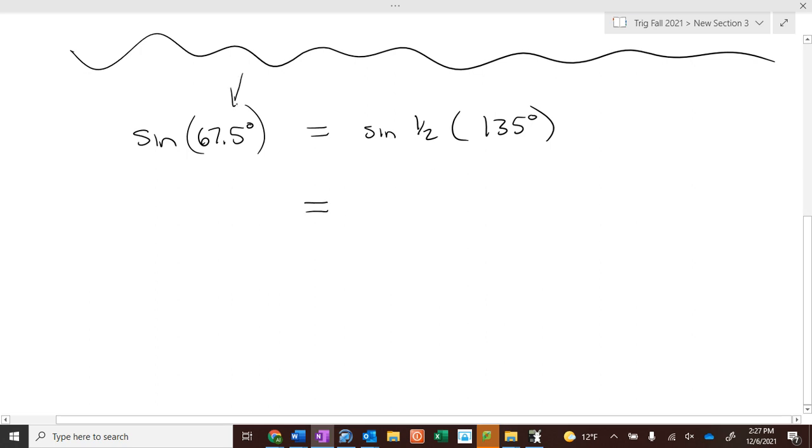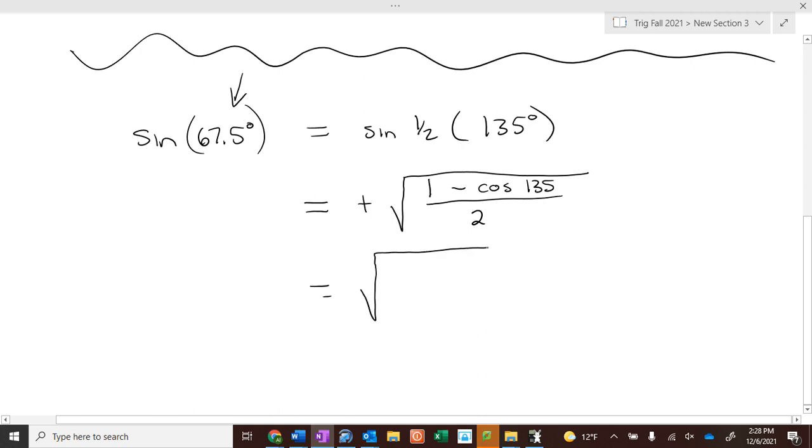So the formula. Well, where is 67.5 degrees at? What quadrant? 1. So sine is positive in the first quadrant, so your answer is positive. So you don't do the plus or negative in front because you know it's going to be positive because it's in the first quadrant. So you go 1 minus the cosine of 135 degrees all over 2. Well, what's the cosine of 135 degrees? And this is where it gets complicated.